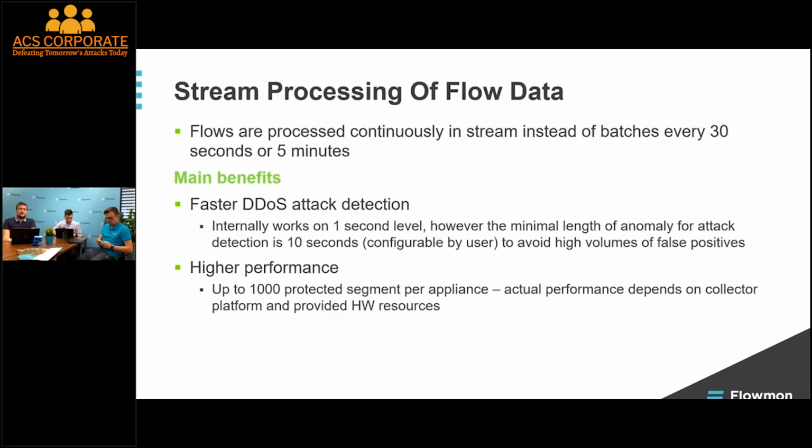So let's start with the stream processing. As I said, we are now processing the flows continuously instead of in batches. This allows us to detect attacks much quicker. Internally we are working on a 1 second level. However, the shortest detection speed is 10 seconds. It's configurable by the user, and it really makes sense to have it larger than 1 second, because otherwise you would see a lot of false positives.